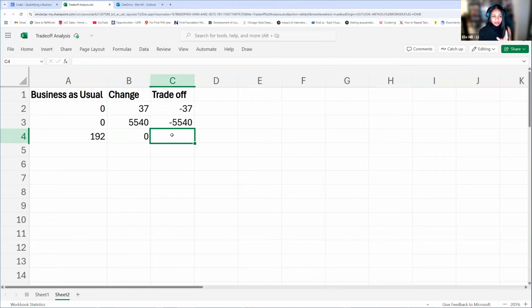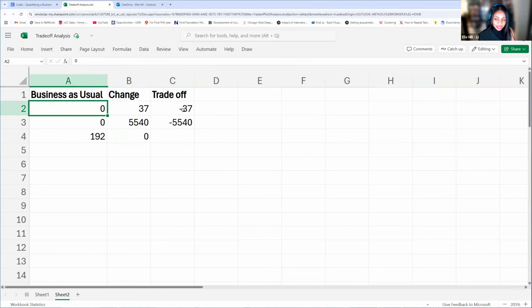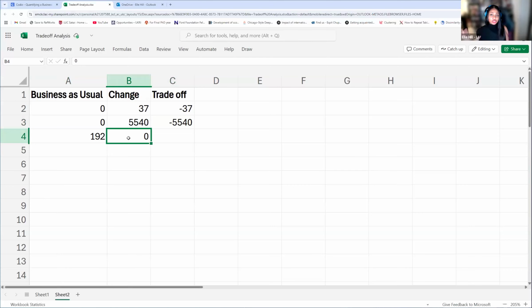I think the format for this is a little bit weird, but this is the more proper format because what you want to do is go across with this trade-off. 0 minus 37 is minus 37. 0 minus 5,540 is minus 5,540. Although we are losing, this is a cost we no longer have to bear. If we change to our new method, we don't have to pay it. So I'm just going to put a 0 right here for now. And then instead, this is going to be a positive 192.